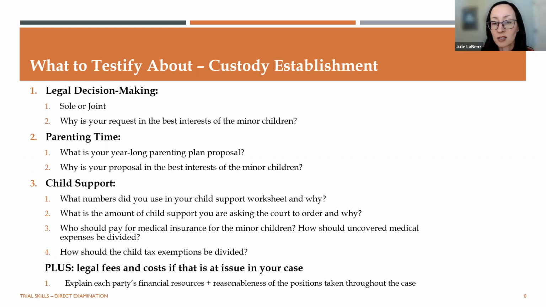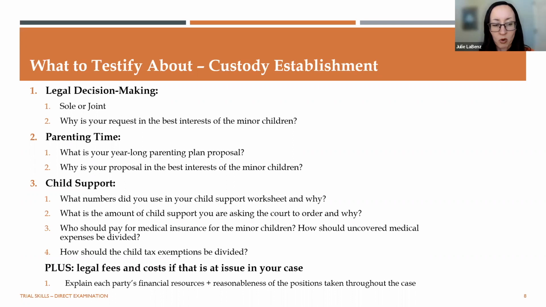If you've got a custody establishment case, so you have children in common, you've never been married, and now you want to get custody papers in place to establish legal decision-making, parenting time, and child support. Again, identify what issues are disputed by the time you're getting to trial. If legal decision-making is disputed, what are you asking for? Why is it best for your children? If parenting time is disputed, what's your parenting time request, and why is that best for the children?